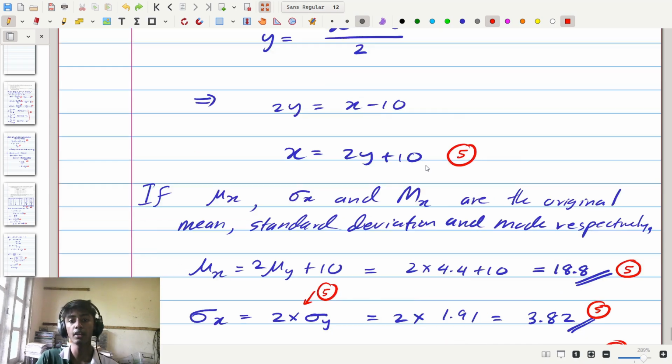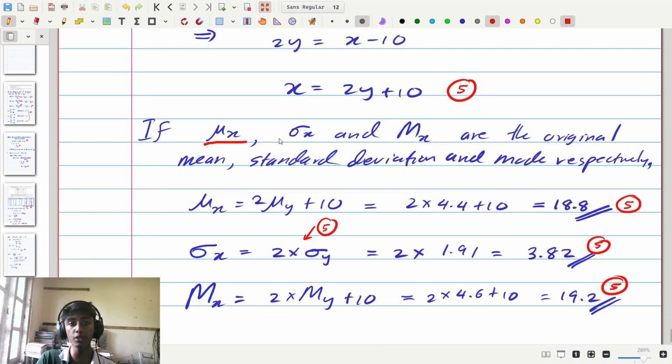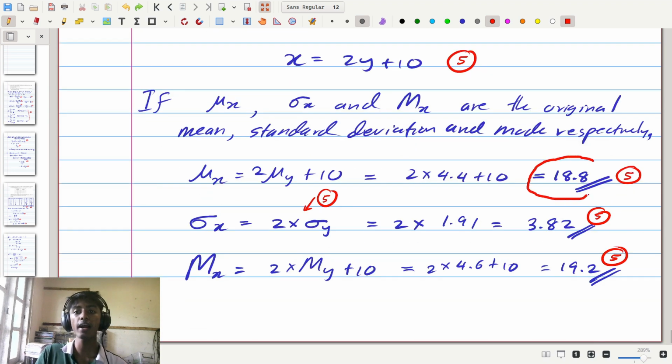And after that, when you find the decoded values of mu x, sigma x, and Mx, for each of them, finding 18.8, 3.82, and 19.2 separately gets you 5 marks each. And specifically, when you say that sigma x is equal to 2 times sigma y and not 2 times sigma y plus 10, you get another 5 marks for getting that.